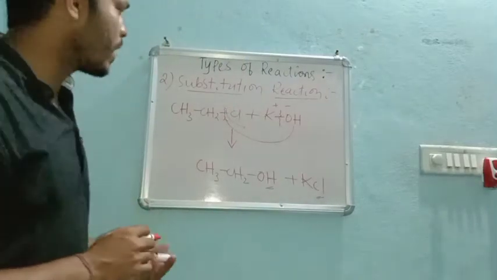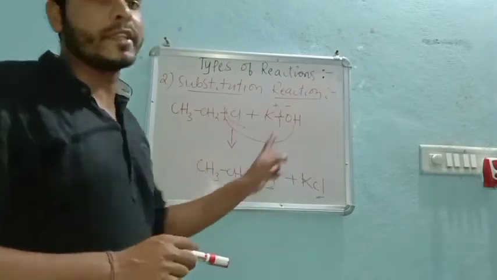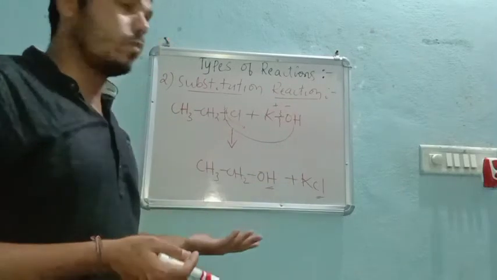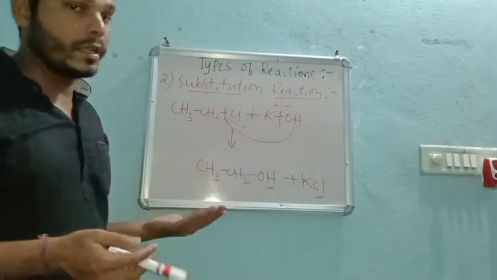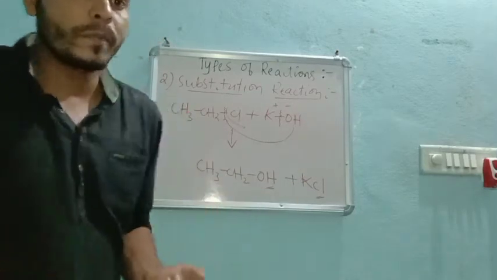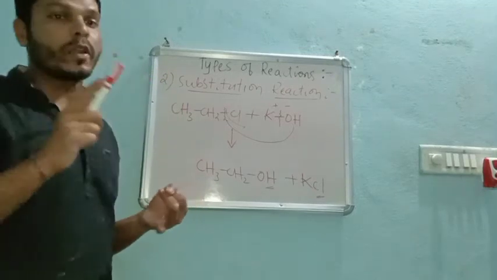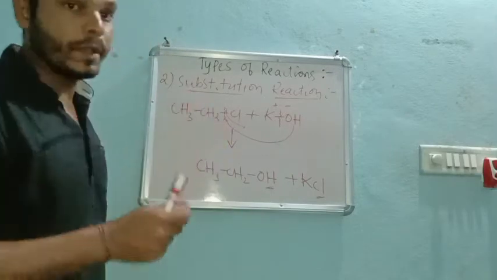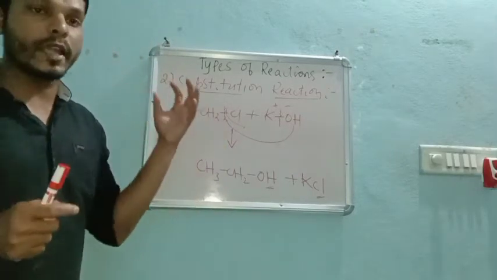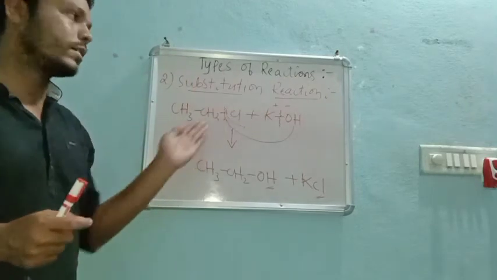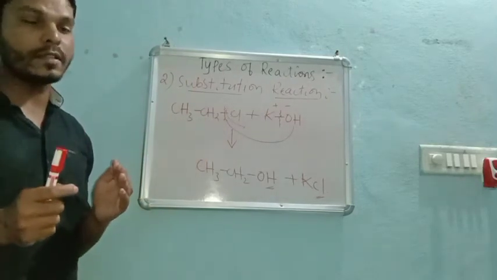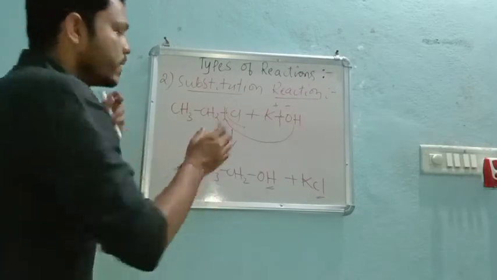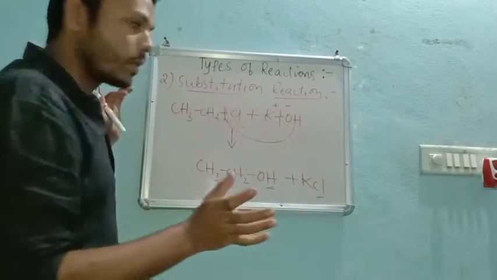That means what we have done is we have just replaced an atom, or an ion, or a group with the other. Here we are not going to add any compound, or any ions or any atoms, anything. We are just replacing one atom or ion with the other atom or ion. Such types of reactions are called substitution reactions.